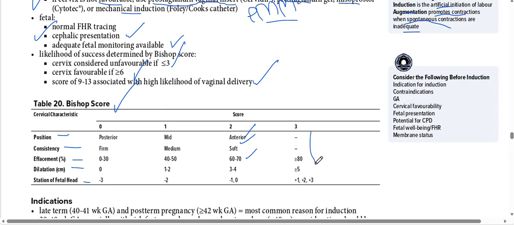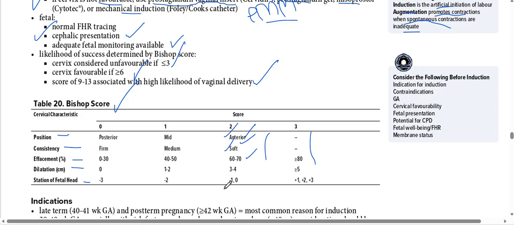So this is extremely normal. This is also somewhat considered normal, and these are on the lower sides. So what they say is that if the position is anterior, consistency is soft, effacement is 70 or 80%, dilatation is 4 or 5 or more, and station of the fetal head is plus 1, 2, 3, then that makes a Bishop score of 6 or more, right? Because if anterior it's 2 points, soft again 2 more points, this way we have to calculate the Bishop score.